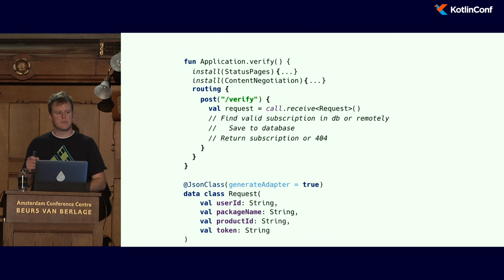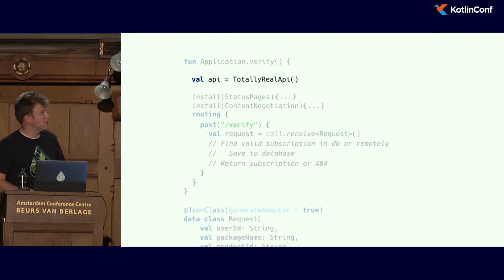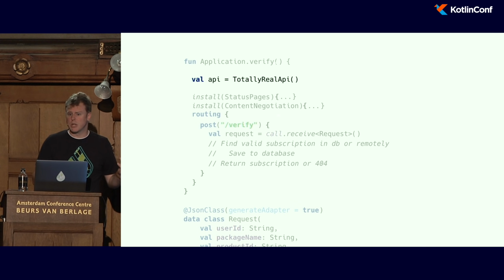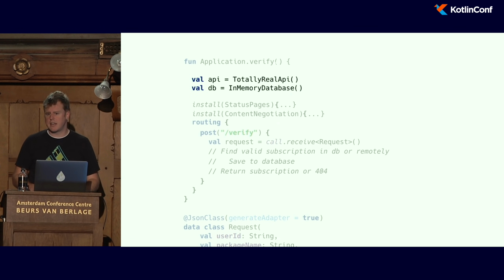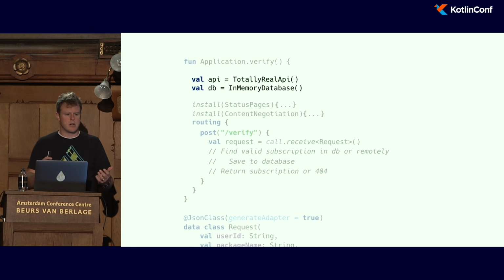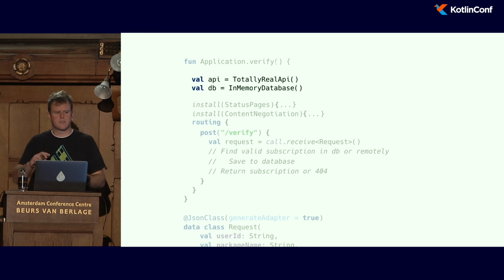So how do we use this in our app? That's really up to you. For this example, I'm just going to make some local variables that are a totally real API and an in-memory database. And you can serve these from shared resources, from singletons, from using dependency injection, however you want to get them.